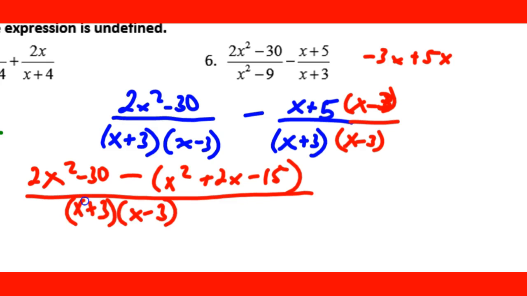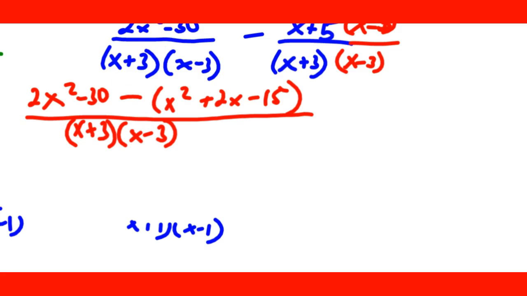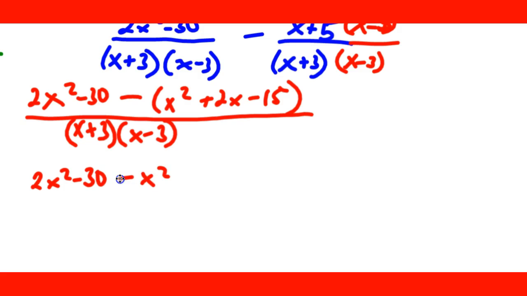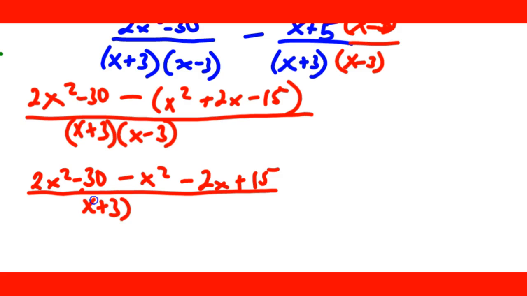x minus 3. Now, distribute your negative. So when you distribute the negative, you have 2x squared minus 30 minus x squared minus 2x plus 15. Now, combine like terms.